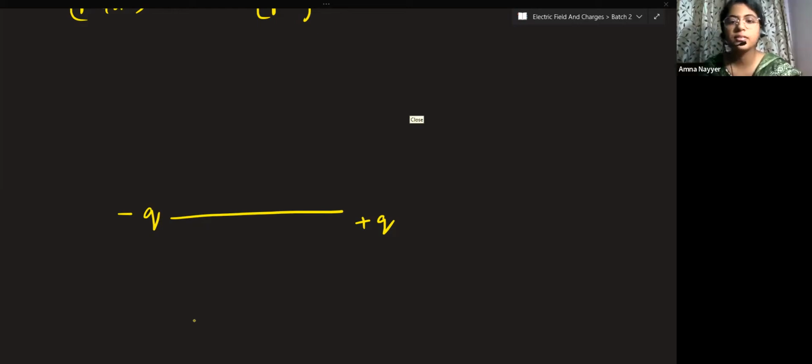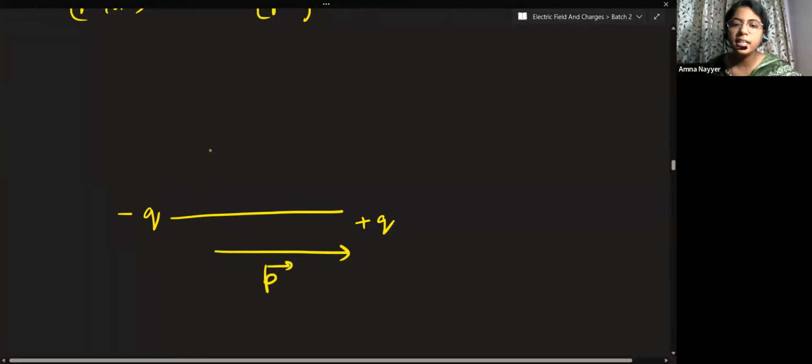Negative to positive, that will be right. Both are correct. So both Hamzas have answered and it is correct, right? It will be left to right. Yes, from the negative to the positive. This will be the direction of the dipole moment.